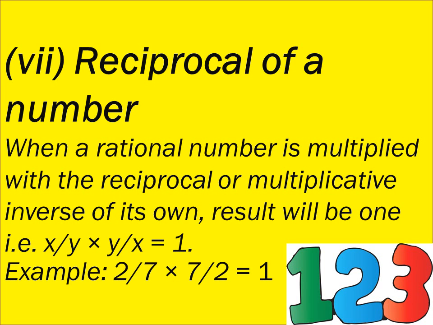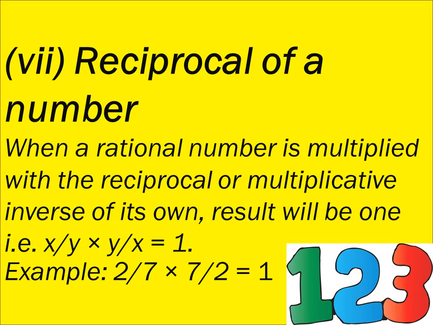Next is reciprocal of a number. When a rational number is multiplied with the reciprocal or multiplicative inverse of its own, the result will be 1. For example, see this rational number 2 by 7 and its reciprocal is 7 by 2. Their product is equal to 1.